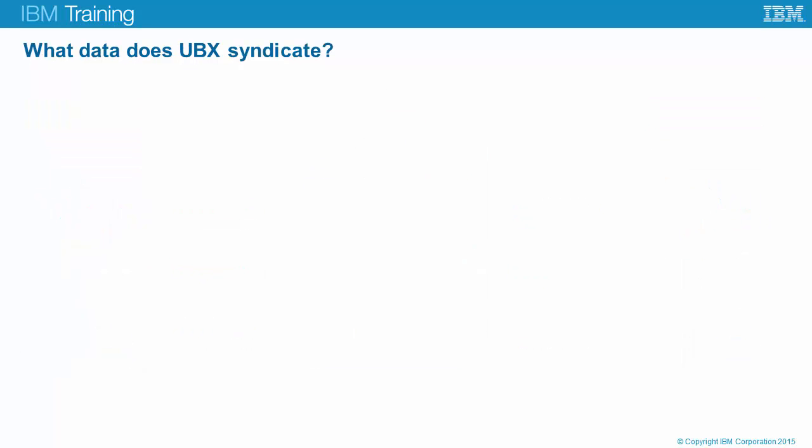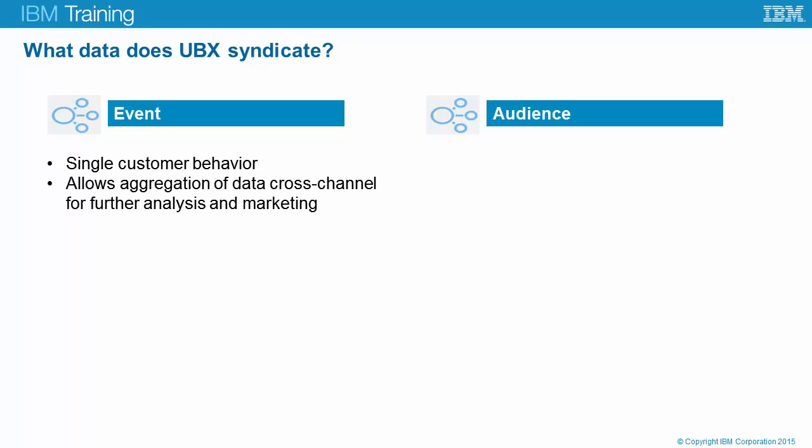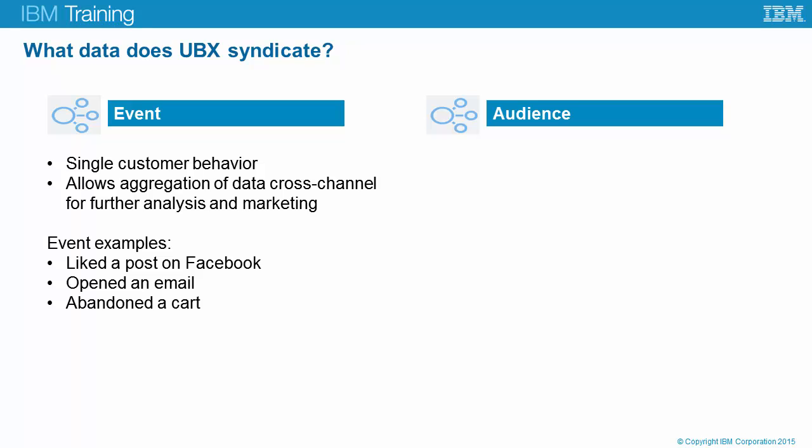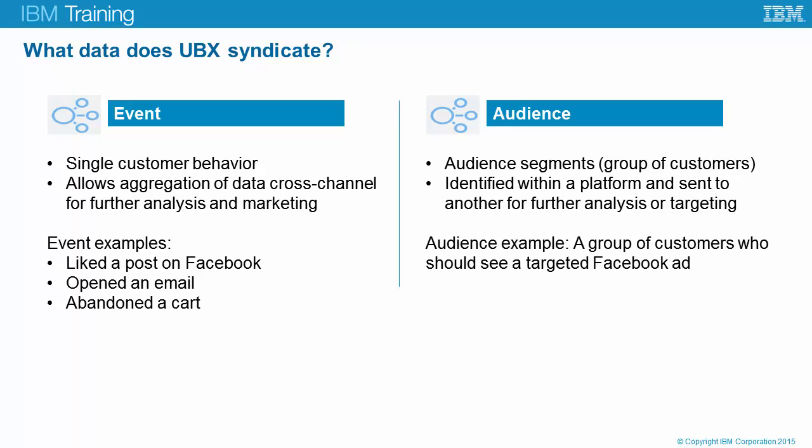Let's take a closer look at the data UBX syndicates. UBX endpoints can publish or receive events and audiences. An event is a single customer behavior. This data is sent through UBX for cross-channel data aggregation and marketing. Some examples of events are: a customer liked a post on Facebook, opened an email, or abandoned a cart. An audience is a group of customers that has been identified within a platform and sent to another for further analysis or targeting. An example of an audience is a group of customers who should see a targeted Facebook ad.